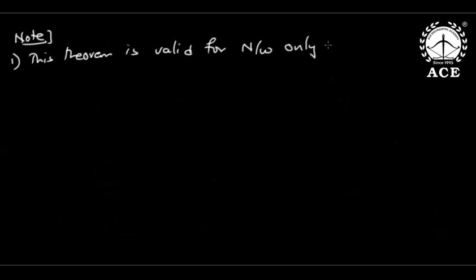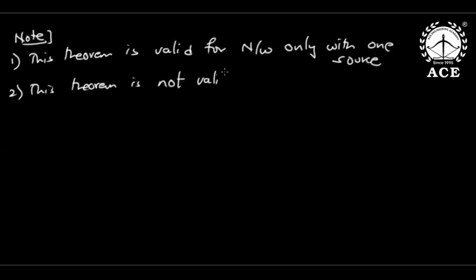Now some important points to remember. First point: this theorem is valid for networks with only one source. Very easy. This theorem is not valid for networks with dependent sources, because a dependent source can make the network active.